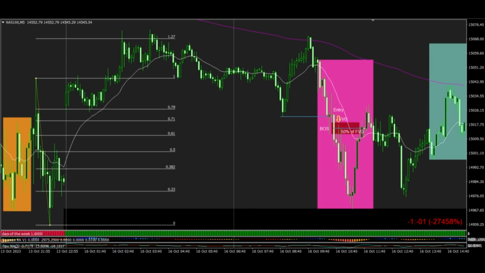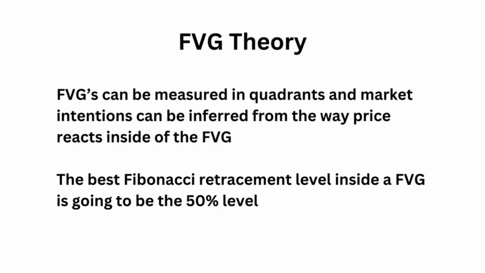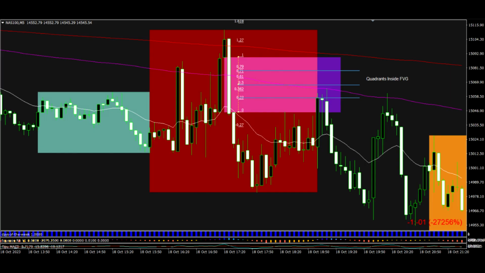In using fair value gap theory, fair value gaps can be measured in quadrants, and market intentions can be inferred from the way price reacts inside of that fair value gap. The best Fibonacci retracement level inside of a fair value gap is going to be the 50% level. This is a fair value gap and the quadrants marked out. As you see, price never reached the 50% level of this fair value gap. It only reached the lower quadrant. Some people may not have entered on this trade because it did not reach the 50% level.